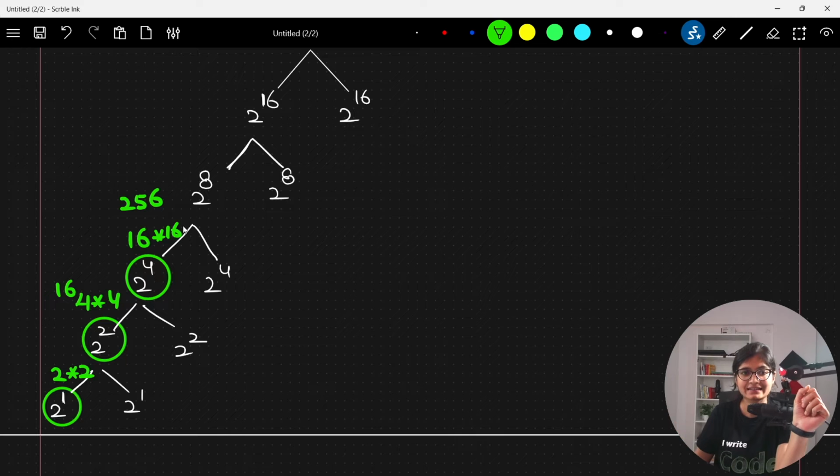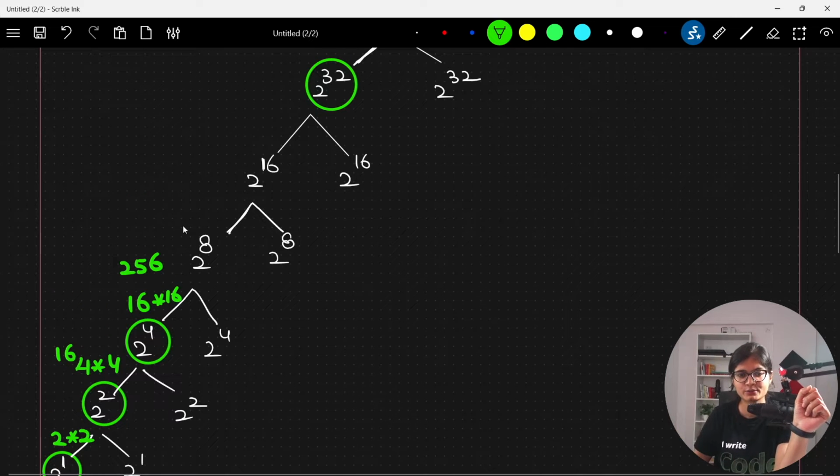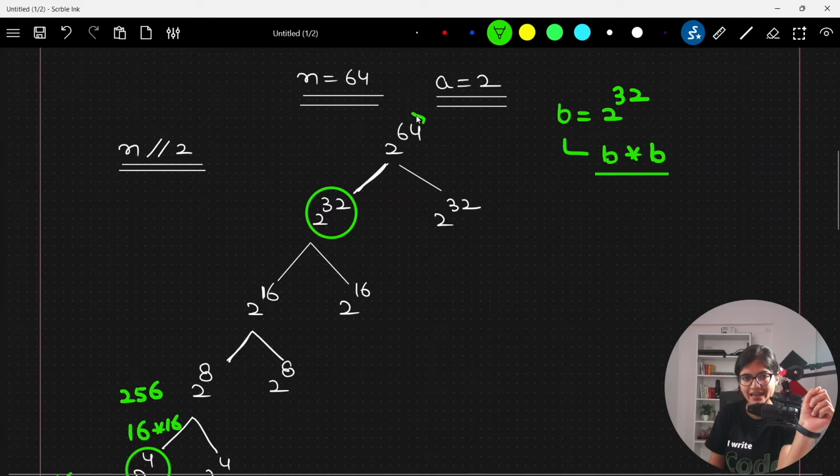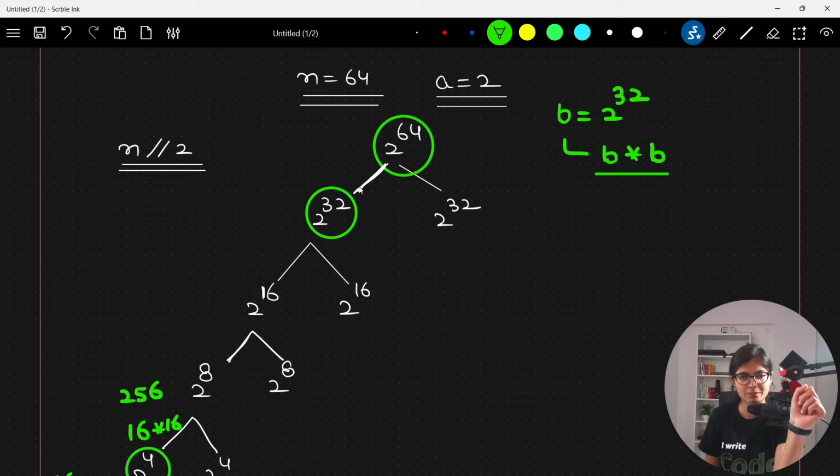That's it, right? And in this way, I will be able to reach a solution where I can get the value of 2 to the power 64. Step by step, you will move to the upper levels. I hope that I'm making sense to everyone. So let me write the pseudocode for the same.